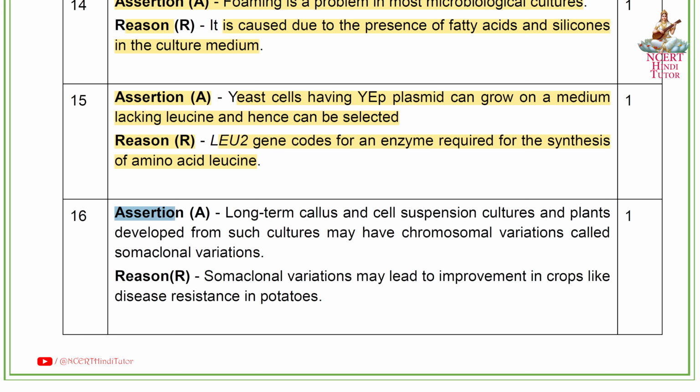Question 16. Assertion A. Long-term callus and cell suspension cultures and plants developed from such cultures may have chromosomal variations called somaclonal variations. Reason R. Somaclonal variations may lead to improvement in crops like disease resistance in potatoes. So friends, answer is B. Both assertion and reason are true, but reason is not the correct explanation of assertion.